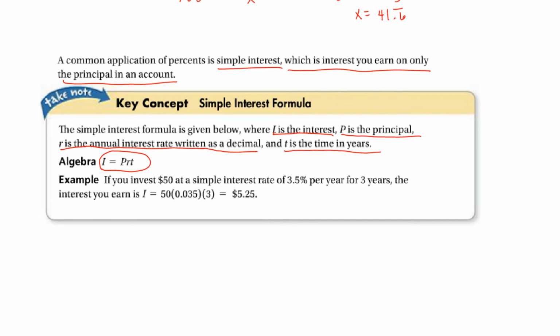So if we look at the example, if you invest $50 at a simple interest rate of 3.5% for 3 years, the interest you earn is I equals 50, my principal, multiplied by my interest rate of 3.5%. 3.5% changed to a decimal is going to be 0.035. You move your decimal place 2 to the left when changing your percentage to a decimal, and then multiply by my period of time 3, which gives us a simple interest of $5.25.